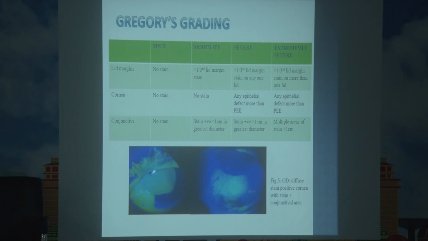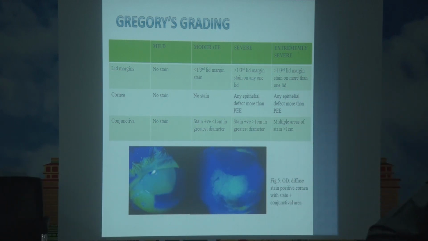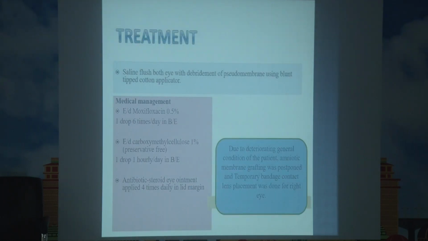As per Gregory's grading, our case falls in severe ocular manifestation of 10, where more than 1/3 of the lid margin was involved, the whole of the cornea on the right side was involved, and conjunctival stain was positive for more than 1 centimeter. Initially, medical management was done. Saline flush of both eyes with debridement of pseudomembrane using a blunt tip cotton applicator was done.